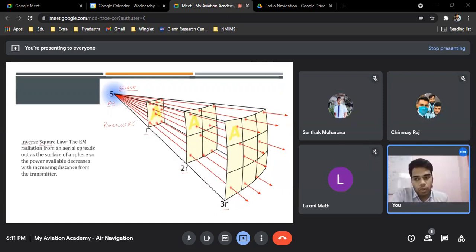Inverse square law. This basically means, suppose you're supplying P amount of power, that gives you R range. But now you want to travel 2 times the range, let's say 2R. So your power supplied will become 4 times, because power is directly proportional to R squared. So it becomes 2 squared, that is 4. So if you want to travel the radio wave to double the range, you have to supply 4 times the power. And let's take an example of 3R. It becomes what? 9 times the power. This is known as the inverse square law.